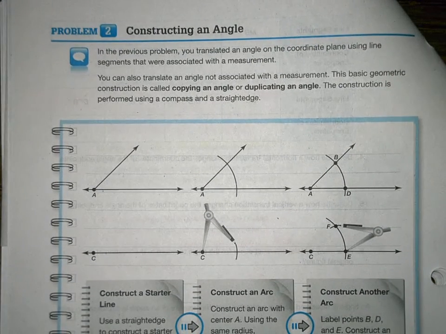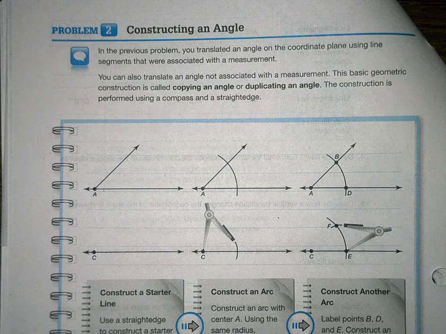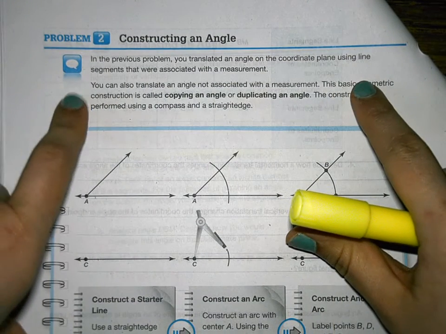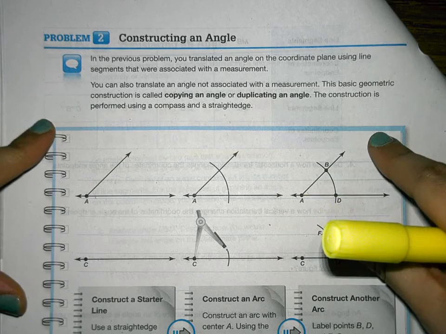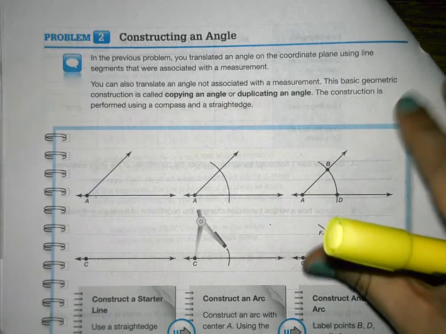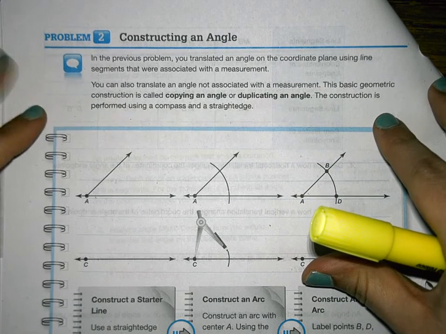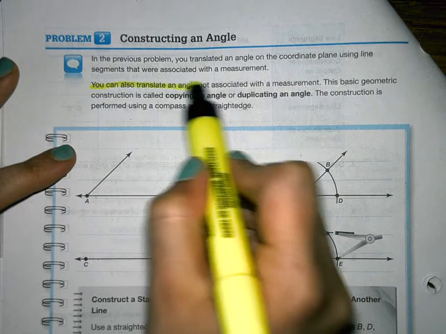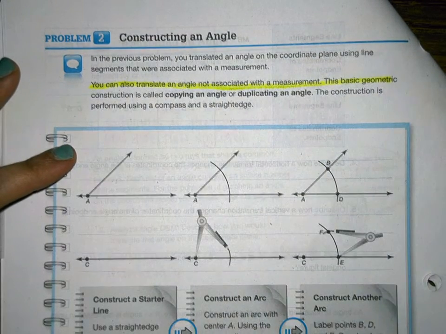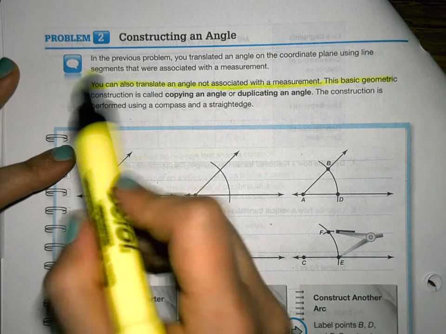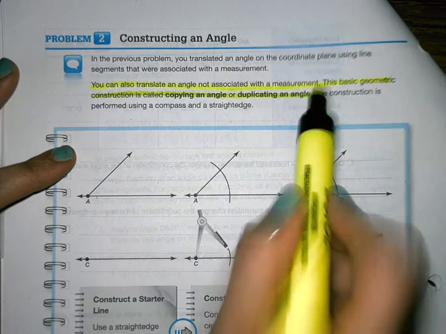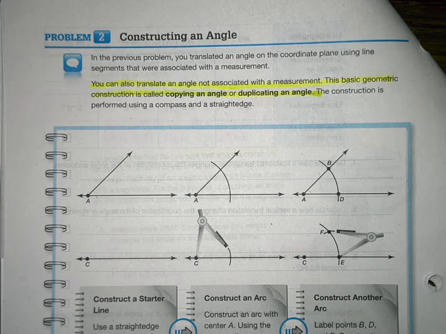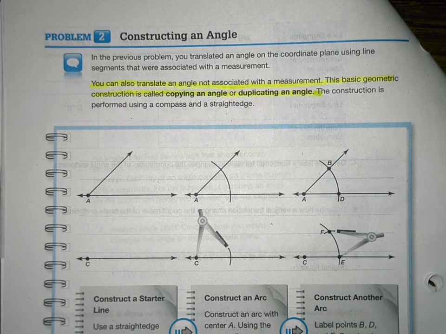So in problem 2, we're going to actually construct an angle using the line segments when we can't actually use measurements because we're not on a grid. So this is a second method of reconstructing an angle or duplicating an angle. So let's highlight that. You can also translate an angle not associated with a measurement. This basic geometric construction is called copying an angle or duplicating an angle, and the construction is performed using a compass and a straight edge.